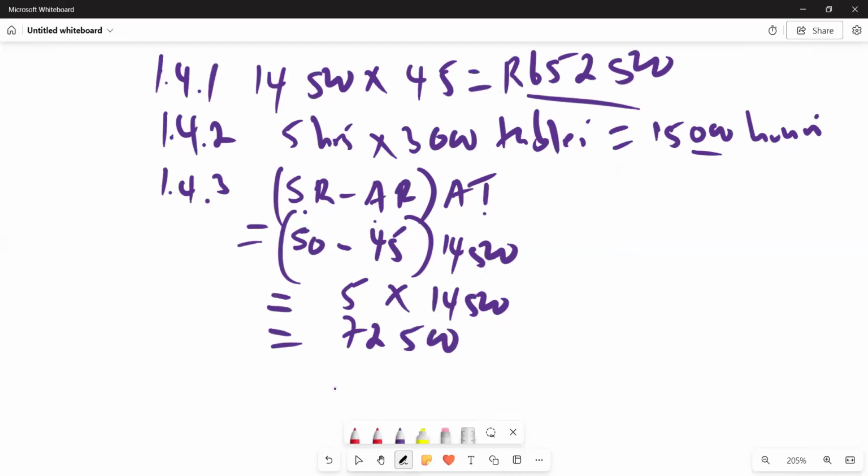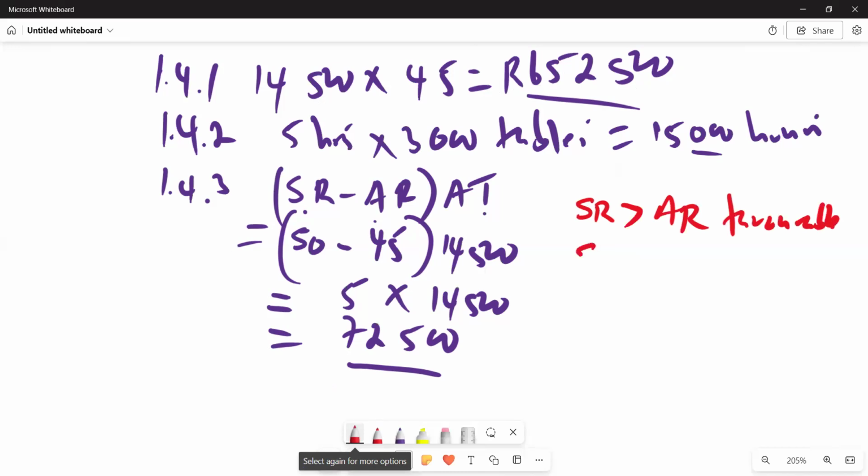72,500. And in terms of being favorable or unfavorable, we know that if our standard rate is greater than our actual rate, it's going to be favorable.